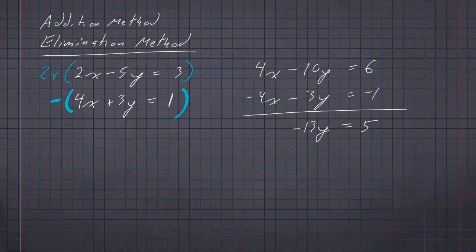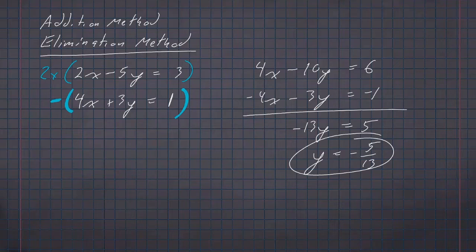Negative 13y equals 5, which means that y itself is negative 5 over 13. Now we have to solve for x. We can choose either of the equations we started with. There's no real advantage to one or the other in this case. I'm going to go with the first one because it's the first one. So I substitute in the value y is negative 5/13 into that first equation.